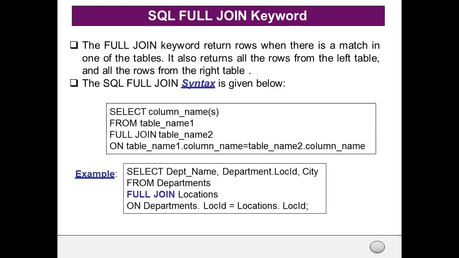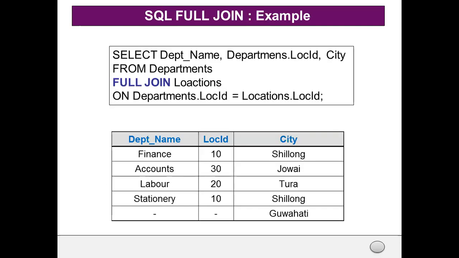Next is the full join. The full join keyword returns rows when there is a match in one of the tables. So if there is a match in one of the tables, it will print all the results. So just check, it's printing, right? Since it's an extra. Okay, now let's do it practically.